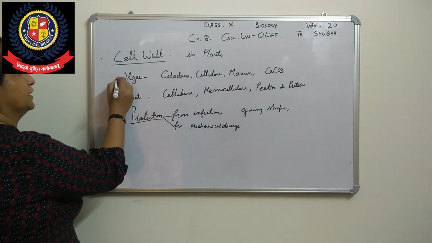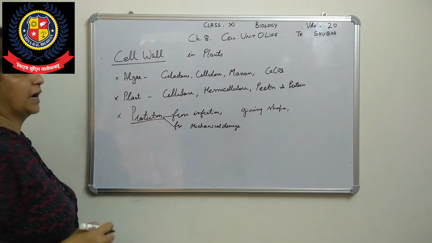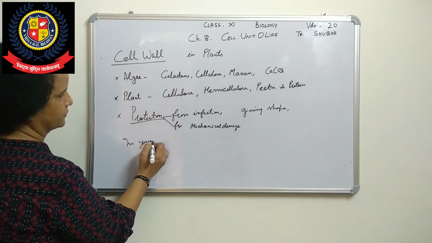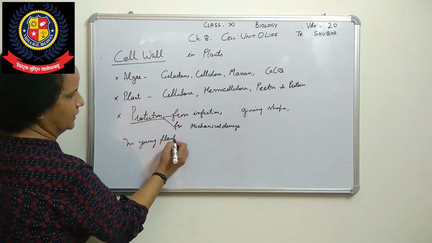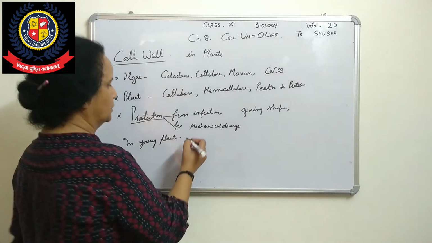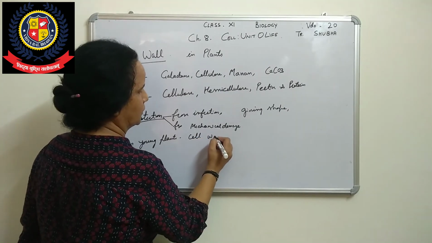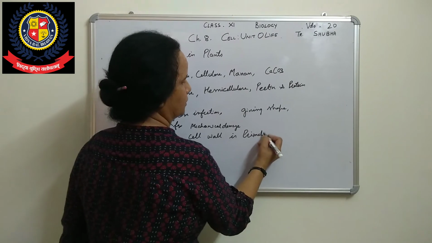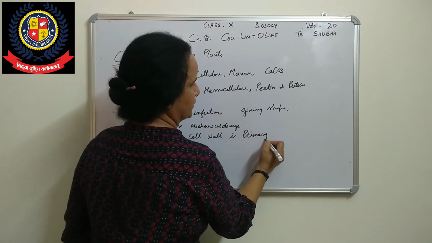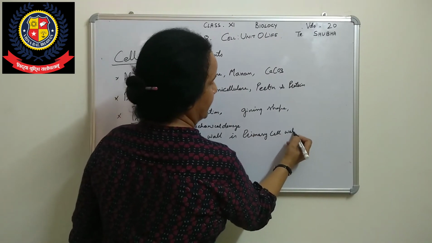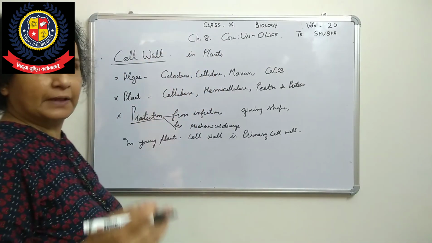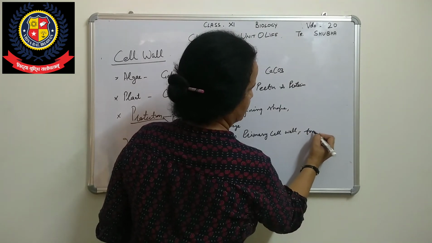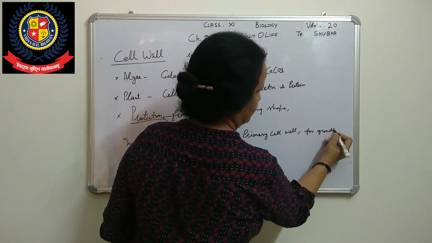Now in the beginning, when plants are young, the cell wall is called the primary cell wall. At that time the cells are multiplying and growing, because they are young cells and have to mature.